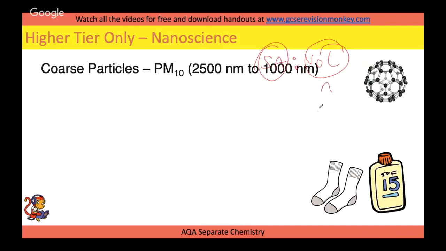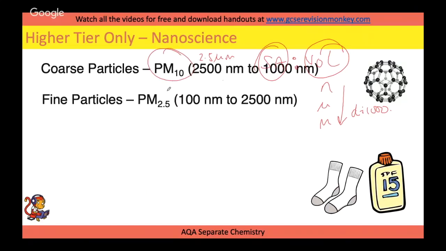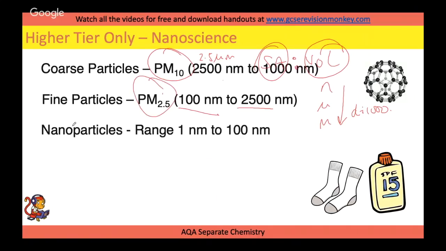So remember, nano, micro, milli. As you go down, you divide by 1,000. So you can convert these into micro, so it'd be 2.5 micrometres. Those are the size of coarse particles, and we call those PM10. Fine particles are slightly smaller, 100 nanometres to 2,500 nanometres, and we call those PM2.5. Nanoparticles, however, key fact, are in the range of 1 to 100 nanometres.